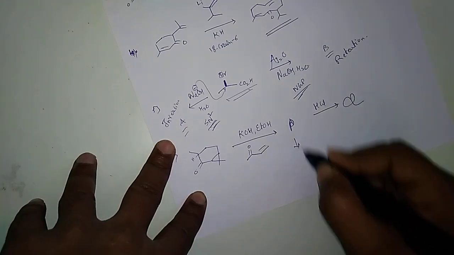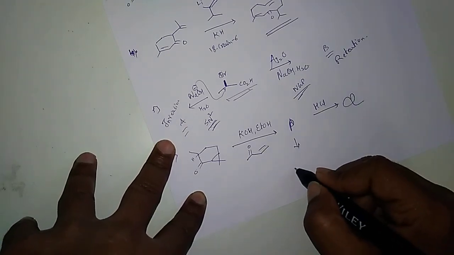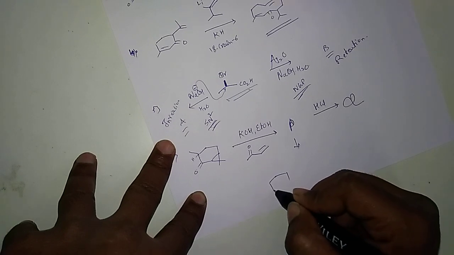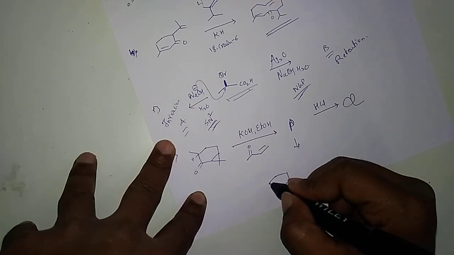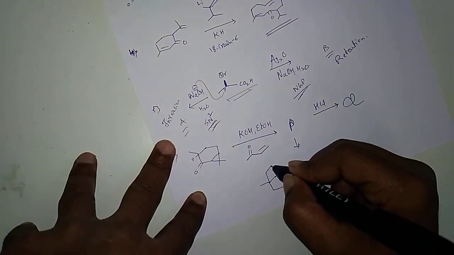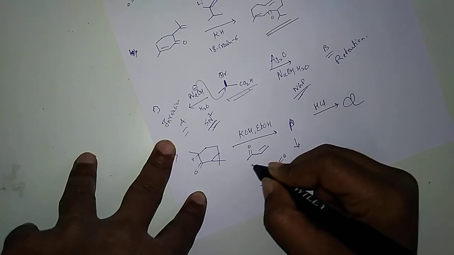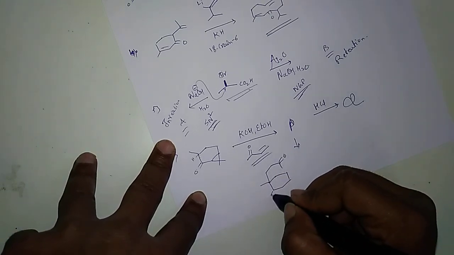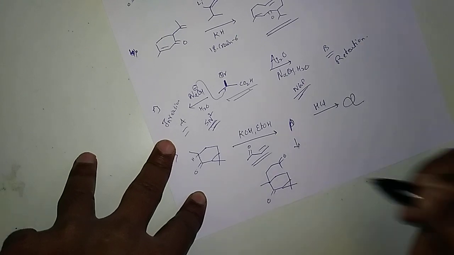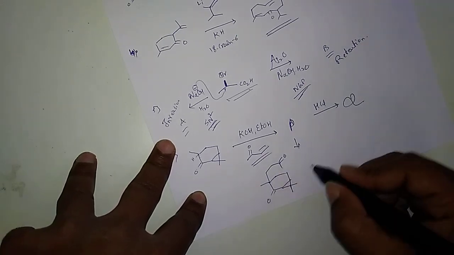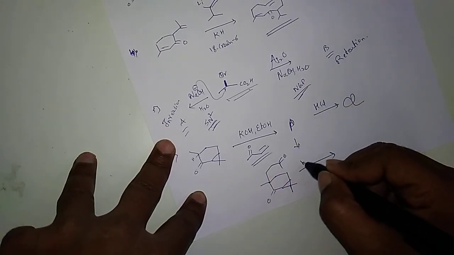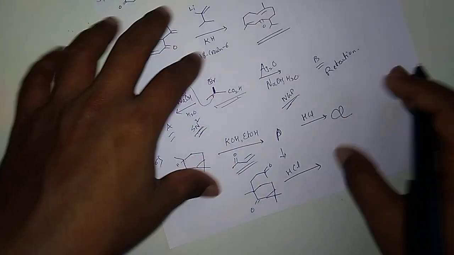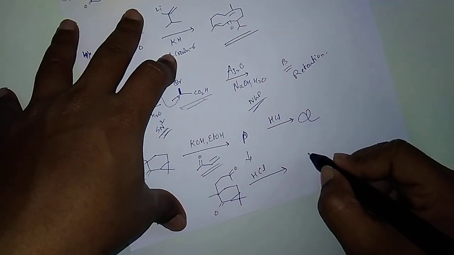Like I'll write the structure of P, a 6-membered ring, with this next part coming from this compound and the carbonyl of the original, and this kind of a product. Then you are given HCl. Here a special kind of reaction takes place, which is a Robinson annulation.